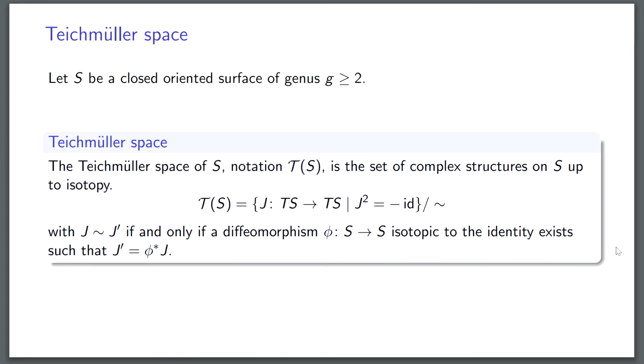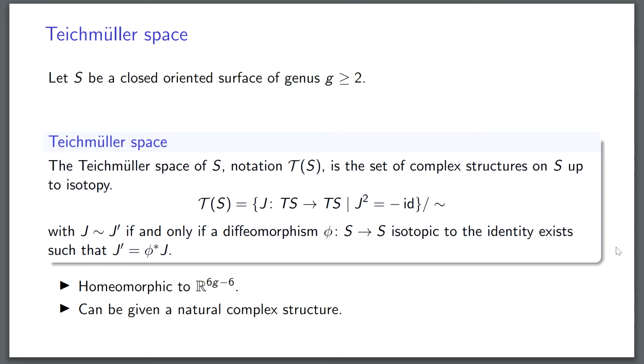There's a lot that can be said about Teichmüller space. We won't need a lot of information in this talk. Let me mention that topologically Teichmüller space is rather trivial. It's homeomorphic to R to the power 6g minus 6, where g is the genus of the surface, and it can be given a natural complex structure. So throughout this talk we will consider Teichmüller space to be a complex manifold.